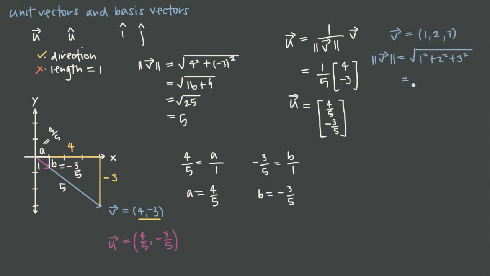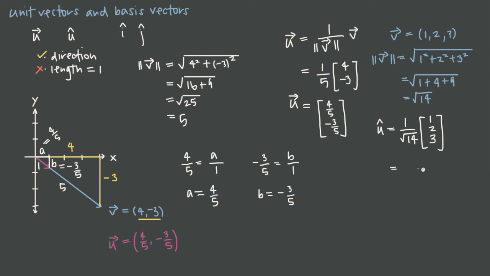And that value is going to be equal to 1 plus 4 plus 9. So 1 plus 4 plus 9 is going to be 14, so that's equal to the square root of 14. That's my length. And then I simply multiply 1 over that length by the vector. So I would say that the associated unit vector, this time let's call it u hat, is going to be equal to 1 over square root 14 multiplied by the original vector, 1, 2, 3.